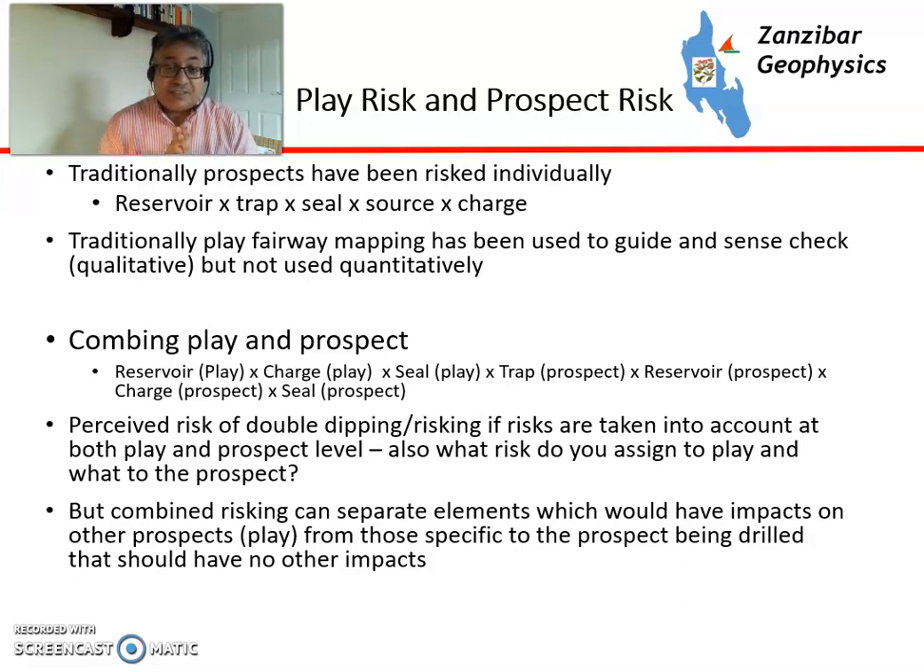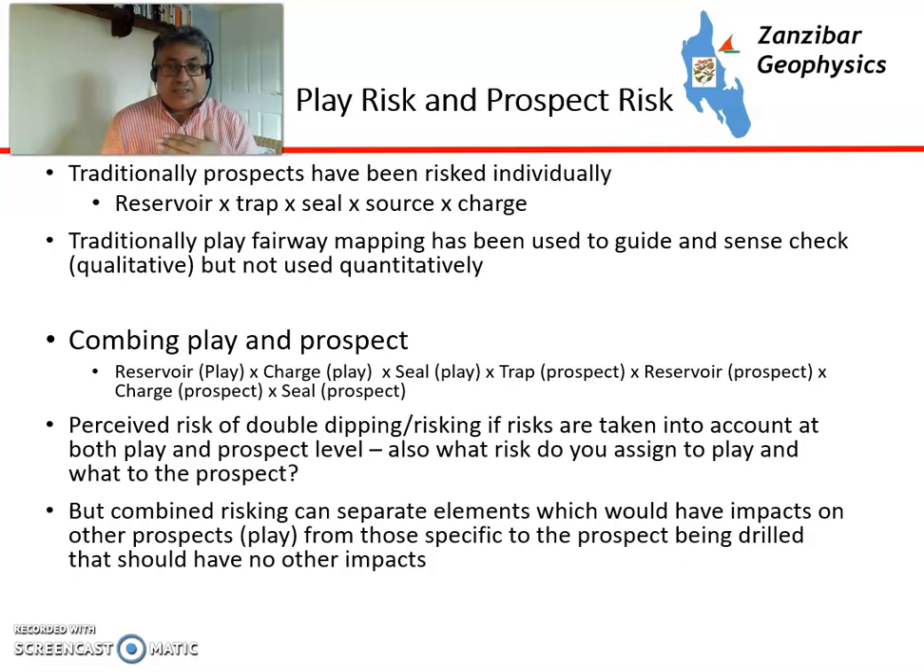You can see from that there's a perceived chance of double dipping. If you think something's negative in the play and something negative in the prospect, you can end up with a severe underestimation because you're just risking the same thing twice. Also, where do you assign things? Is this a play assignment or a prospect assignment? People can argue about this for a long time. And also, what would the different impacts be? How would the well affect other things? For example, if there are prospects nearby, how would they be impacted by this particular well?